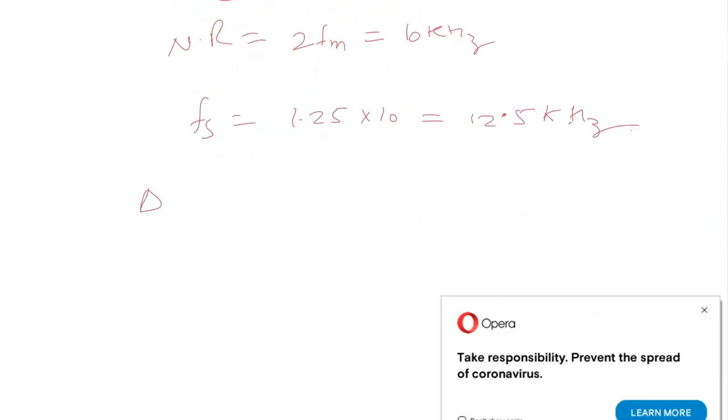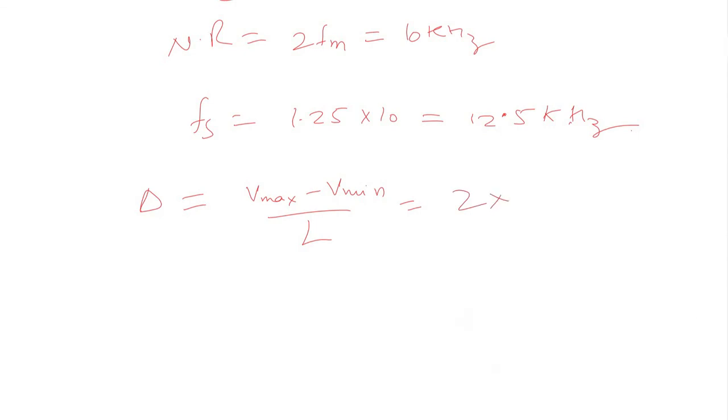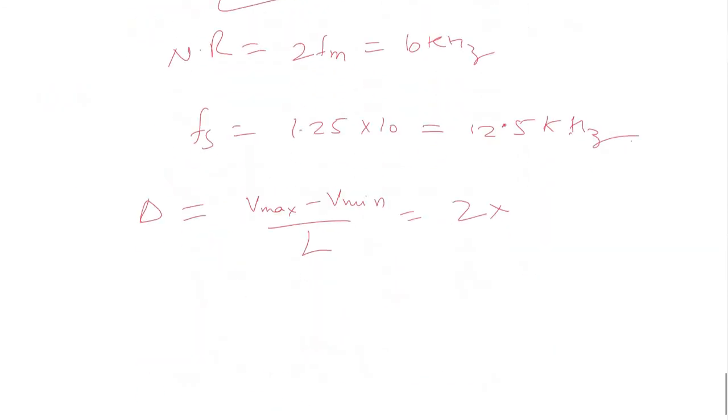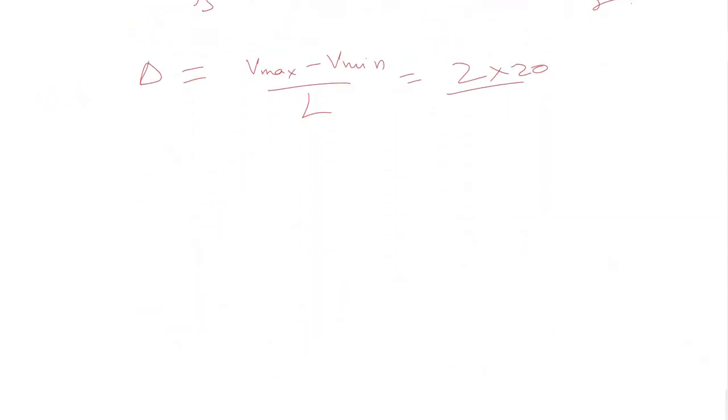Now finding out the step size. Step size is the dynamic range, V max minus V min, divided by L. We know it's a sinusoidal signal and AM is given as 20, so it becomes 2 into 20, dynamic range, divided by L, that is 256. So it comes out to be 0.15625 volts.